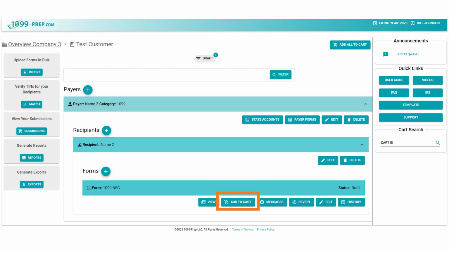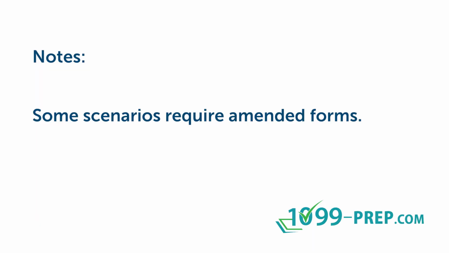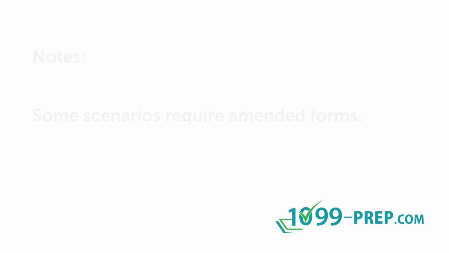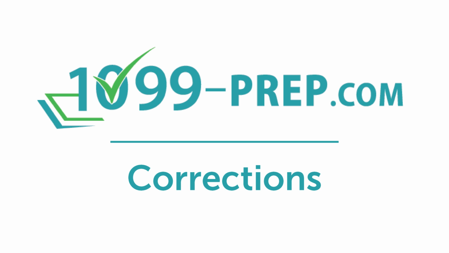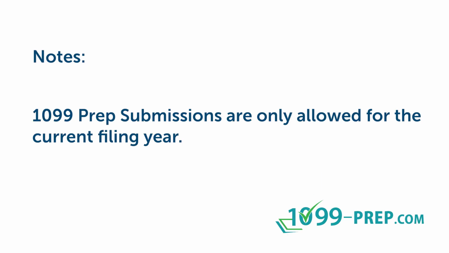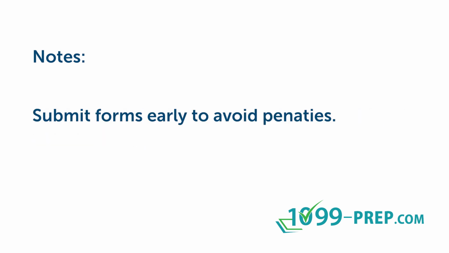If the form is accepted, in most cases the filing process is complete. There are some scenarios where amended forms are required, such as a correction or a negation. For more details, please see the 1099 Prep video on corrections. Keep in mind, 1099 Prep submissions are only allowed for the current filing year. The IRS will close for submissions in November, so make sure filings are completed. If a deadline is missed, the sooner the form is submitted, the lower the penalty. Penalties increase over time, so submit forms as soon as possible.